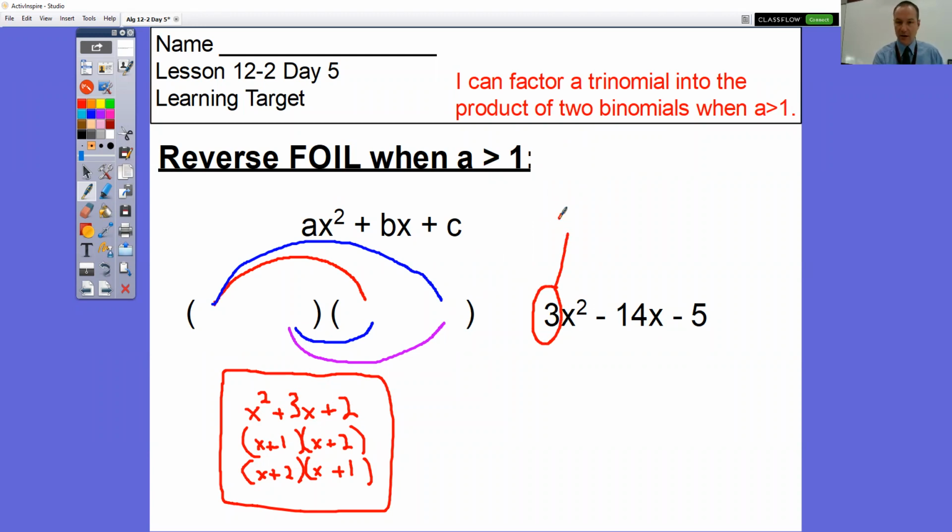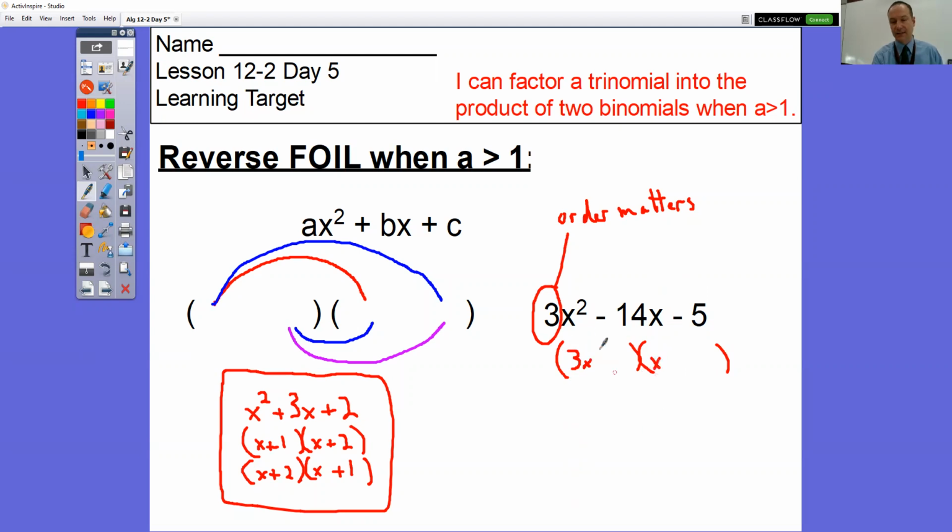Because your A term is bigger than 1, the order that you put your numbers in matters. This is very, very important. The order matters today. So you're still doing what times what is the last number that adds up to the middle number. But when you do your parentheses today, this 3 is going to go out front.